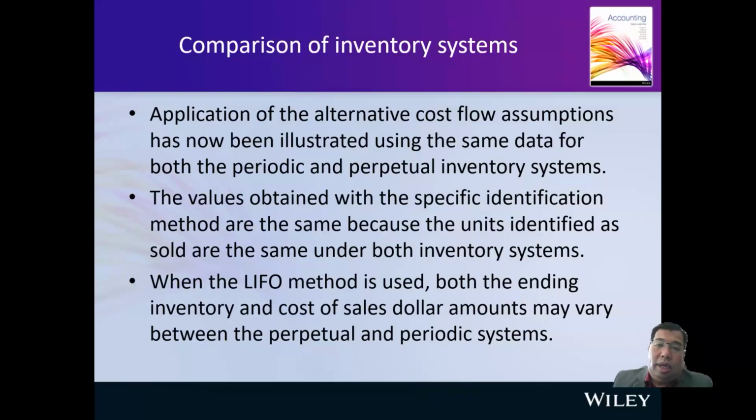Let us continue. Let us compare between this inventory system, application of the alternative cost flow assumption that we have shown before in the previous video, which result in different value of your closing stock. The value obtained with the specific identification method are the same, because the units identified as sold are the same under both inventory systems. When we use the LIFO method, both ending inventory and cost of sale dollar amount may vary between perpetual and periodic system. So that is the challenge.